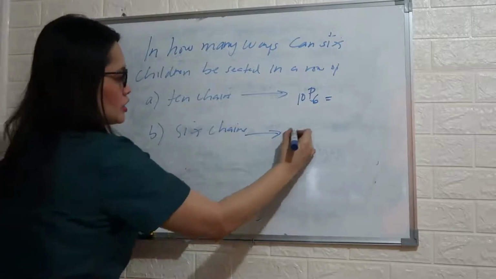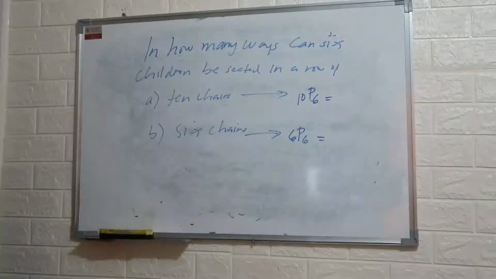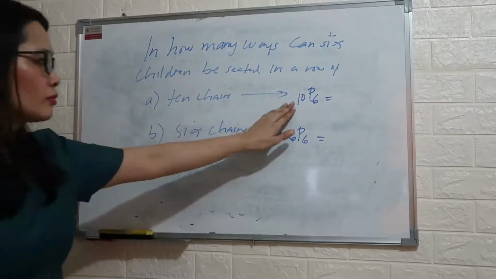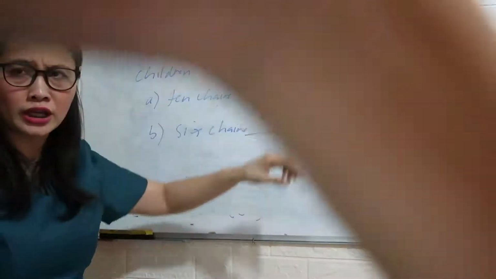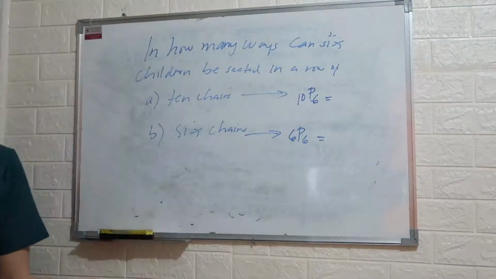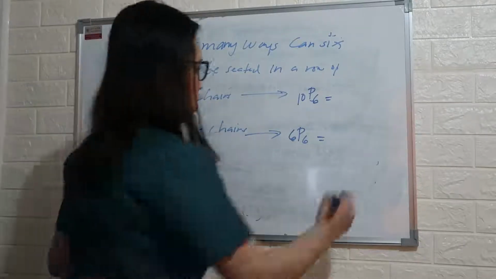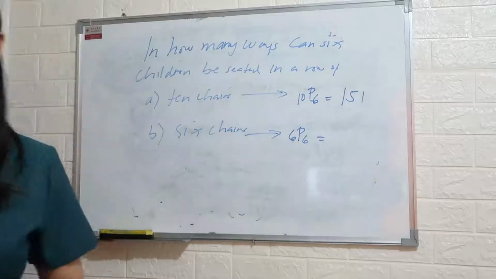And then the other one is 6 taken 6. So what would be the answer? So there are 10 chairs. Okay? So sa 10 chairs, you need to take 6 students. 6 students. So what would be the answer? Hello? What would be the answer? 151,200. Okay. Next, what about the other one?